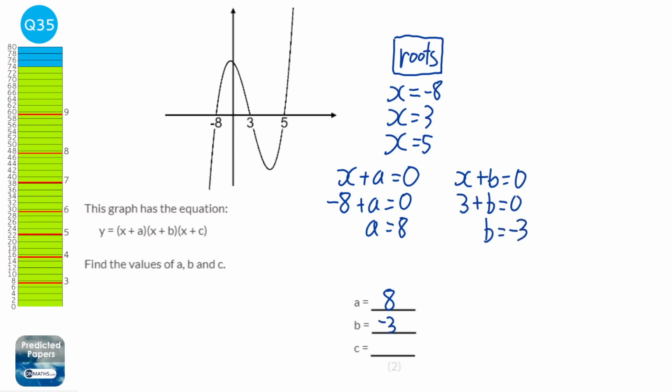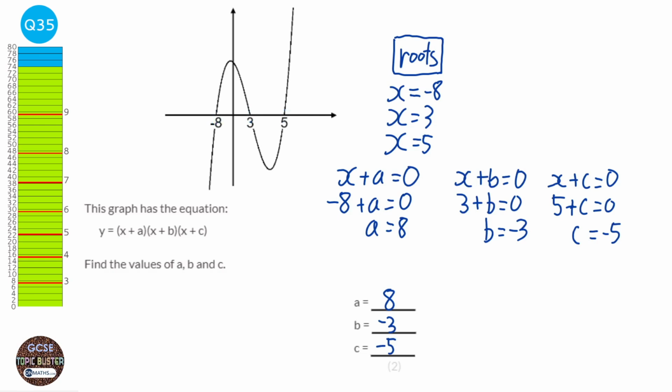Then we're looking at the last one, x plus c. We'll look at the last root, which is 5. We're going to get it equal to 0, and then it's going to be 5 plus c equals 0. Take away 5 both sides, you get -5. And so if a is 8, b is -3, and c is -5, it means that at -8, 3, and 5, it will equal 0, which is what it does in our graph.